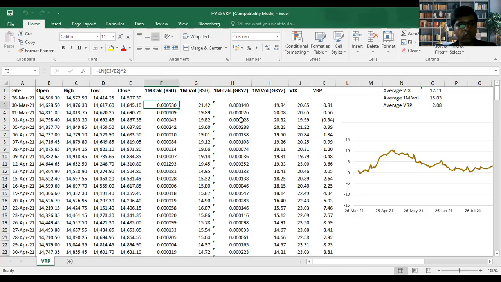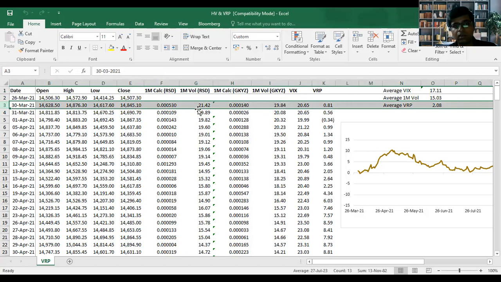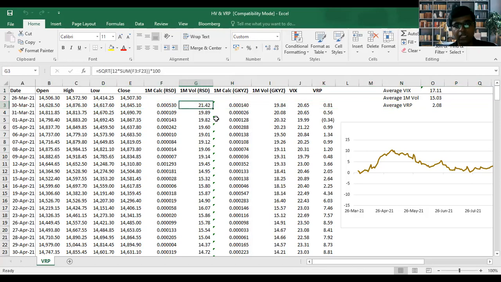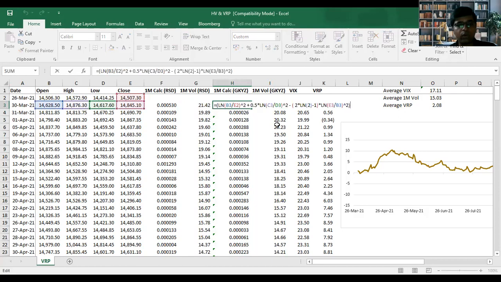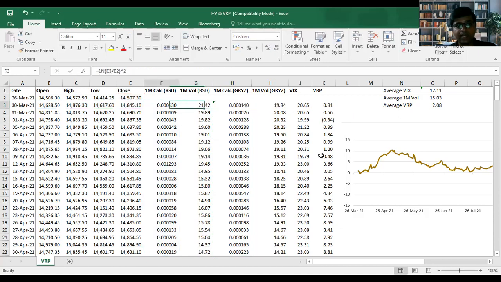So you can see, as on 31st March 2021, the actual or historical volatility under the rolling standard deviation method comes to 21.42%, whereas under the Garman-Klass Yang-Zhang method, it comes to 90.84. Because the Garman-Klass Yang-Zhang method takes into account all the four data points, which are open, high, low, and close, in order to compute the actual and historical volatility. Whereas the rolling standard deviation method takes into account only the closing price of the underlying instrument in order to compute the actual and historical volatility.